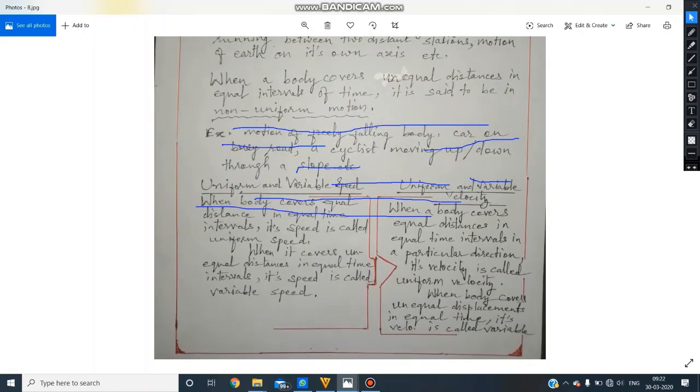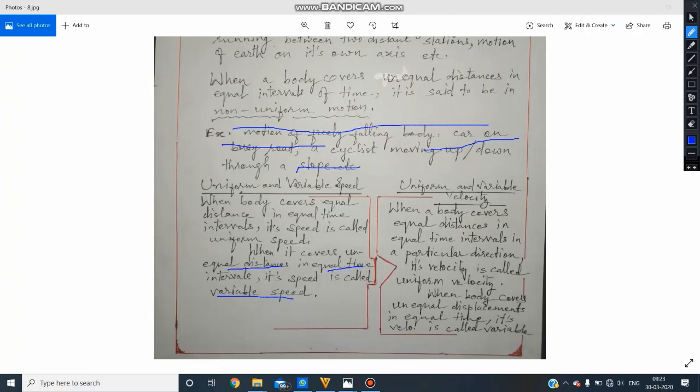Now we'll have a discussion about two terms, uniform and variable speed. Variable speed can also be termed as non-uniform speed. When a body is covering equal distances in equal intervals of time, its speed is known to be uniform speed. Whereas covering unequal distances in equal intervals of time, its speed will be known as variable speed.